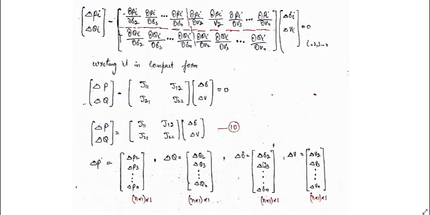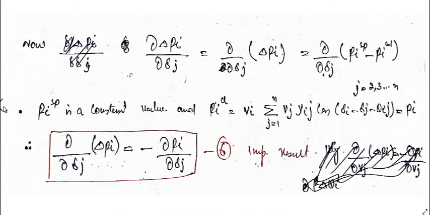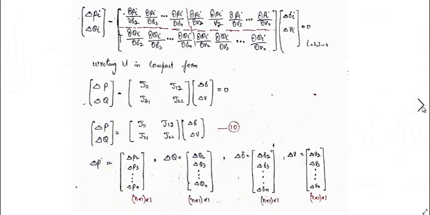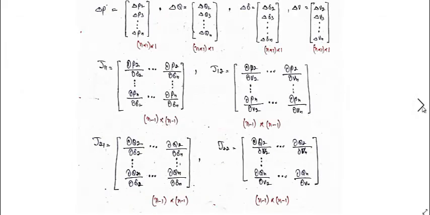That means delta delta will be equal to delta delta 2 up to delta delta n. So delta V will be equal to delta V2 up to delta Vn. Here also the order will be n minus 1 cross 1. Now the important thing is the order of this matrix. That will be derived from this G1 and G22. Now the order of this matrix, you can see it from here.